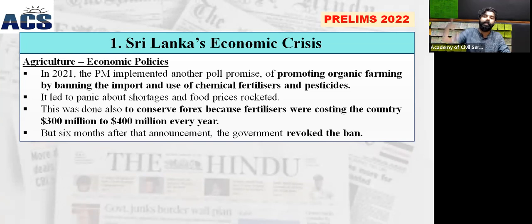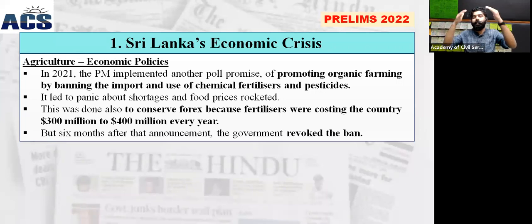No farmer could use any chemical fertilizer and pesticide, and the country would never import any chemical fertilizer and pesticide at that time, because it did not have any money to purchase them from outside the country. In order to conserve whatever forex reserve they had, they banned the use of chemical fertilizer and pesticide. The impact was that it affected agricultural production. It resulted in a shortage of food and also increased food prices. That means supply was disrupted, demand was still there, and food shortage was happening.